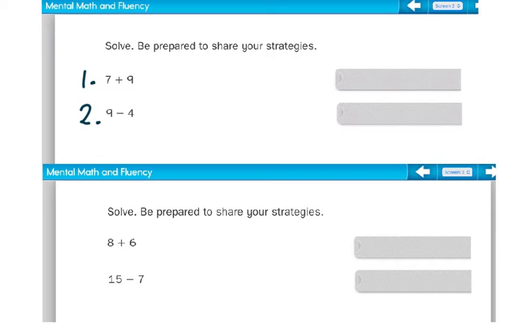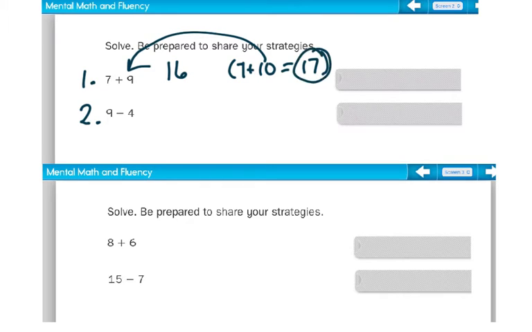Well, 7 plus 9 is 16. It might have helped if you thought, well, I know that 7 plus 10 equals 17, and 9 is 1 less than 10, so the answer must be 1 less than 17. 9 minus 4 is 5. But I also knew that 10 minus 4 equals 6, and 9 is 1 less than that, so the answer would have to be 1 less.